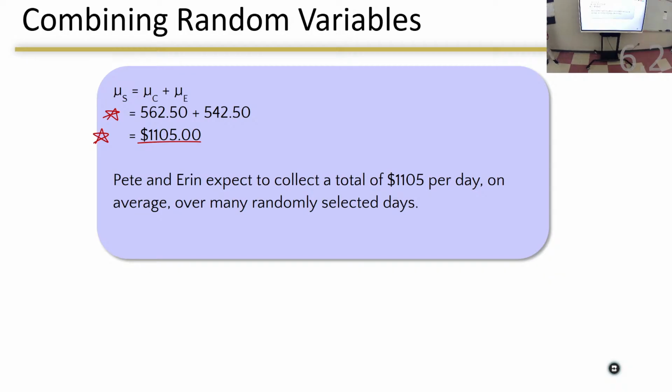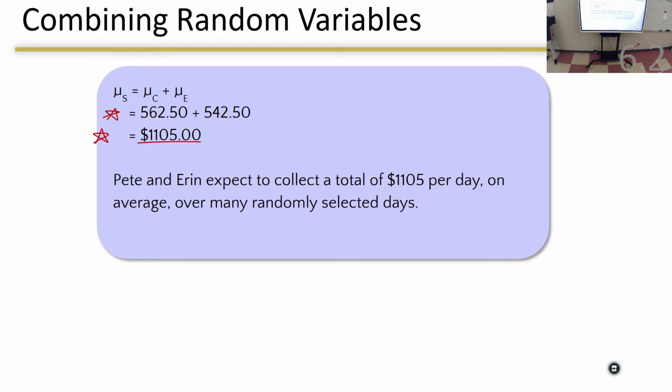Good enough? Any questions? If I wanted to know the difference, Pete expects to make $20 more than Aaron, or Aaron expects to make $20 less than Pete. Depends on how you want to subtract that either way.